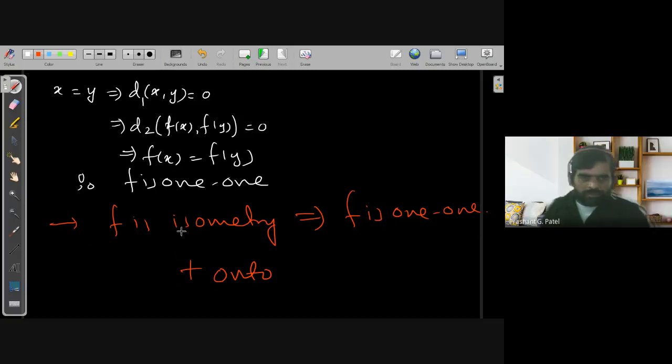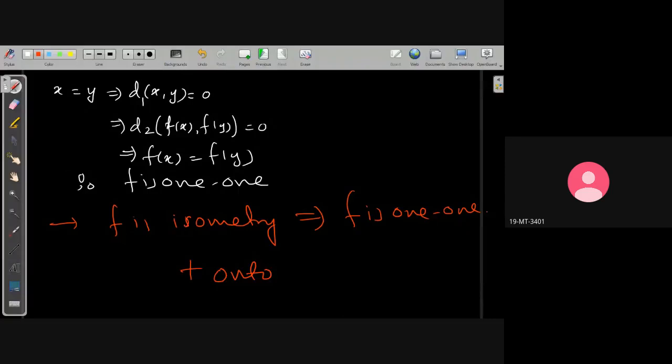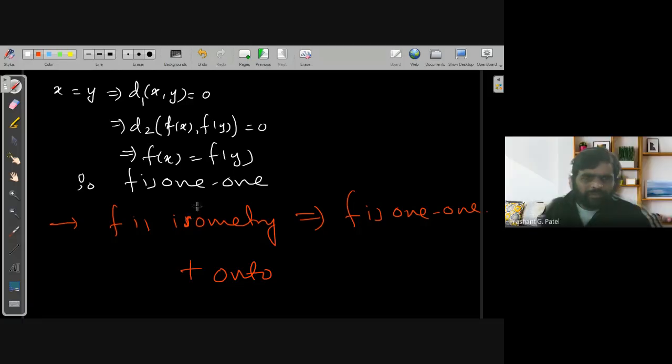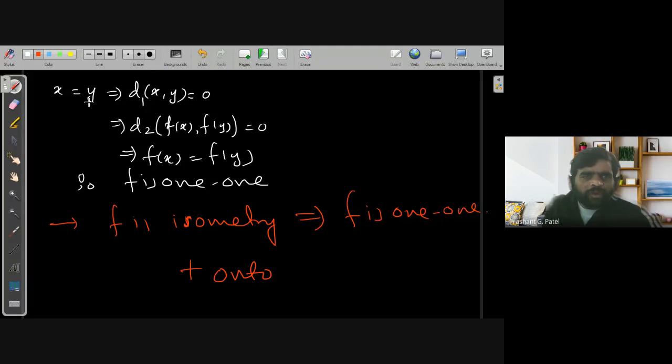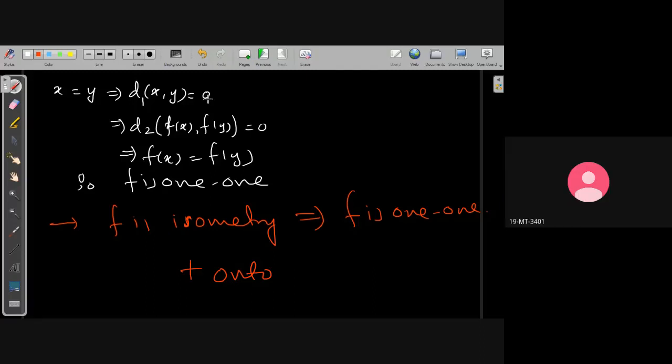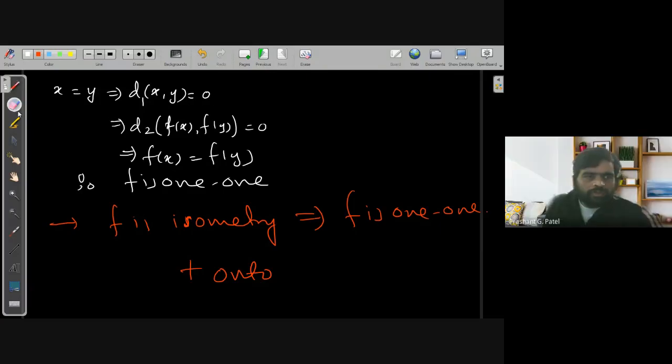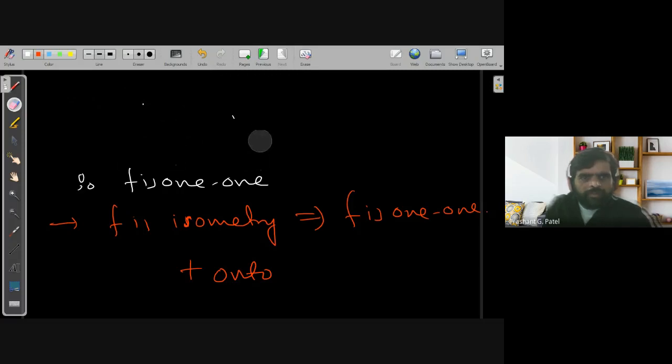Sir, yes, sir, in the first part, f of x is equal to f of y implies x is equal to y, shouldn't that come? Yes, x is equal to y. That means the points are the same, that means the distance between two points is 0. Sir, for one-one, this is just the definition of a function, it can't be said like that. Oh, yes, yes. You are right.